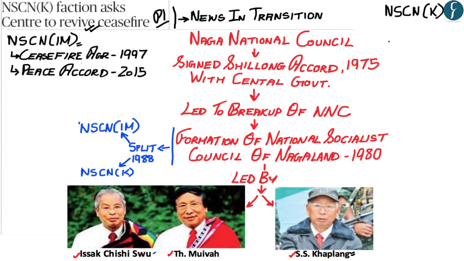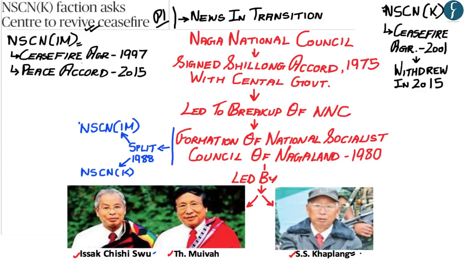Now if you take into consideration the National Socialist Council of Nagaland, the Khaplang division, they had also signed a ceasefire agreement with the Government of India in 2001. However, the Khaplang division withdrew from the ceasefire agreement in 2015. Now what had happened in 2017 is that SS Khaplang had died and there was a change in leadership, wherein the new leaders of the Khaplang division want to revive the ceasefire agreement with the Government of India.